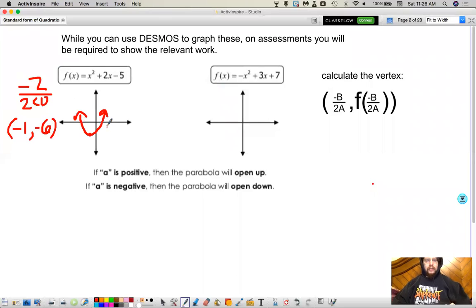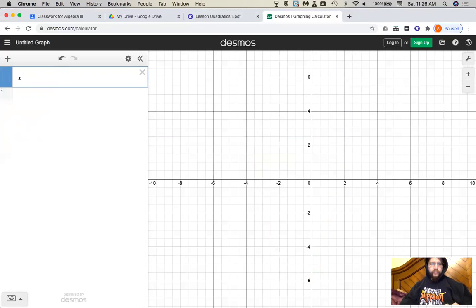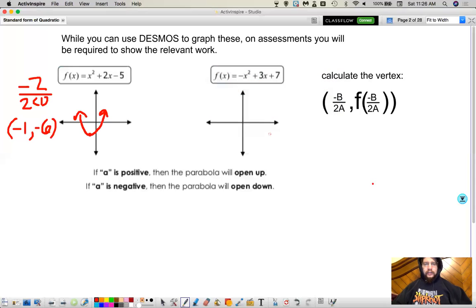There's no grid or anything. You don't have to be perfect on this one. We're just trying to get the shape, to notice that the difference between these two is when a is positive, it's going to open up. If a is negative, it's going to open down. Let's look at that. So use Desmos.